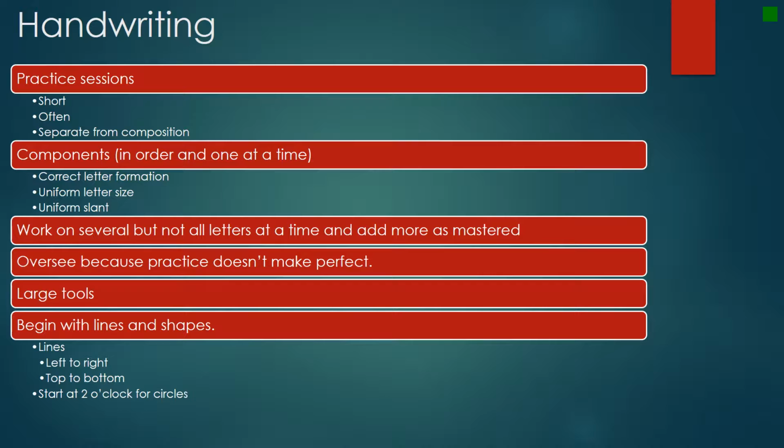You need to be sure that when students are practicing, you are watching what they're doing. Handwriting is not something that we can do, especially with younger children, in isolation, because practice doesn't make perfect. Perfect practice makes perfect. And if our students fill up a page with an incorrect formation of a letter, or a lack of uniform size or slant, that practice is teaching them to do things incorrectly. So we should be overseeing them when they are practicing.